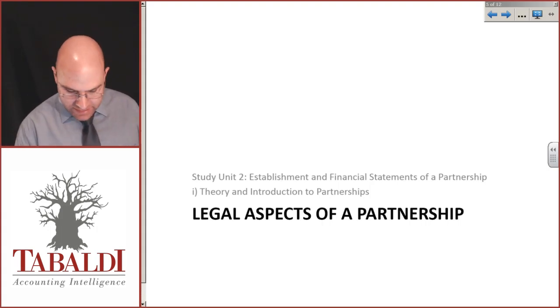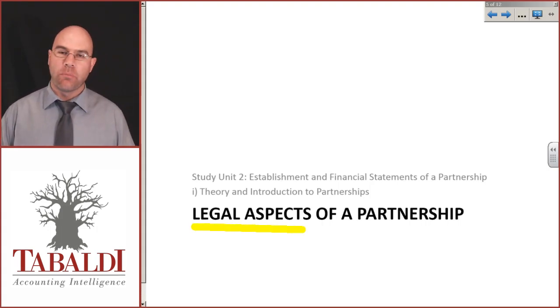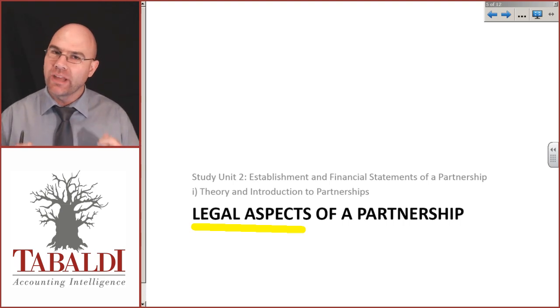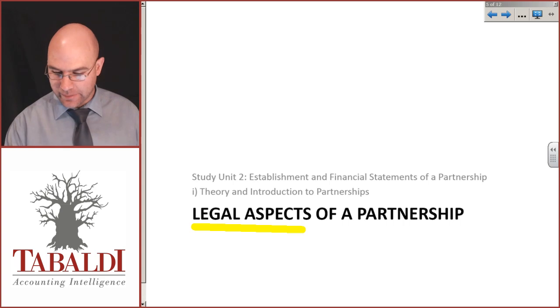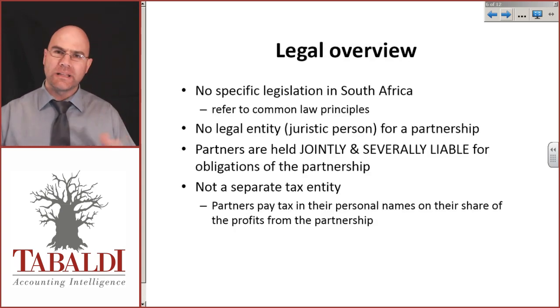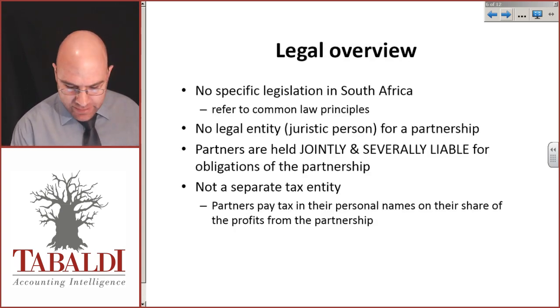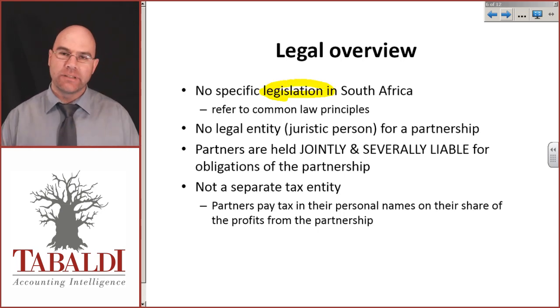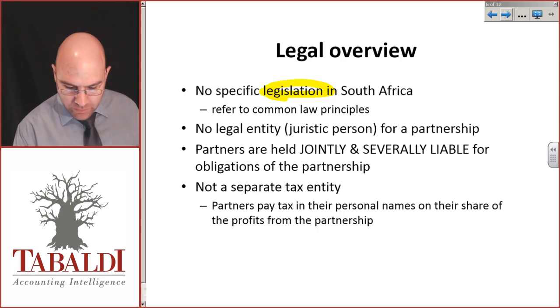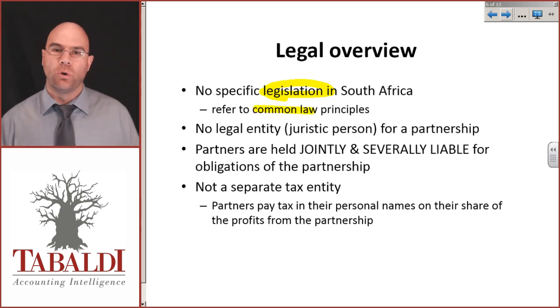Right, ladies and gentlemen, let's now look at the legal aspects of a partnership. Again, not directly examinable, but you need to know the underlying theory here. So, a quick legal overview. In South Africa, there is no specific legislation, no acts governing partnerships. So, we refer to common law here.